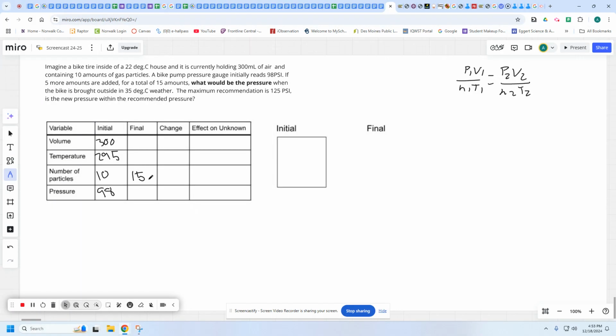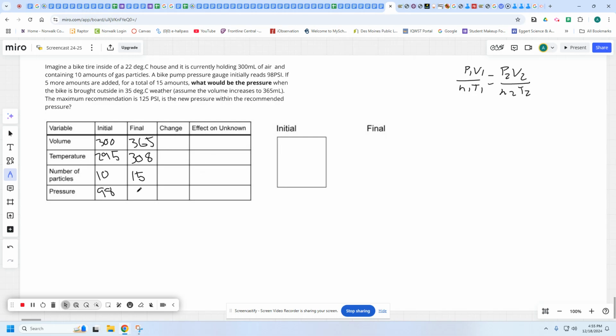particles in the tire. We also know that it's brought outside after it's pumped up with particles, and it's 35 °C outside, but if you turn that into Kelvin and add 273, you should find that it's at 308 Kelvin. And then the final volume, assume the volume of the tire actually increases to 365 milliliters. I left that off and had to add it just now to the description. So I'm going to add 365 to my graphic organizer.